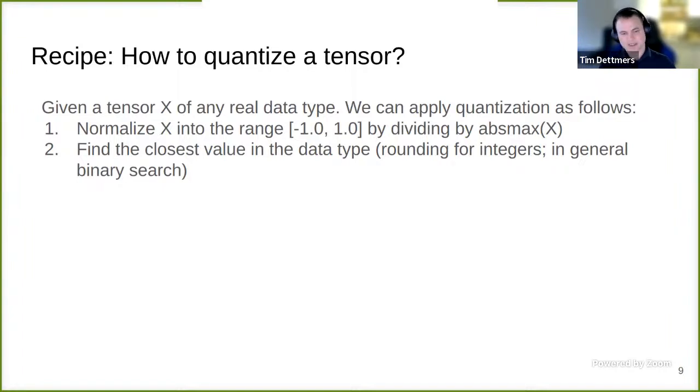Once we have done that, they're in the same range, and now we can quantize by finding the closest value of each of the elements in the tensor to the data type values that we have. If you have integers, you can just use rounding. That will get you to the closest integer value. But in general, we would need to do a binary search.